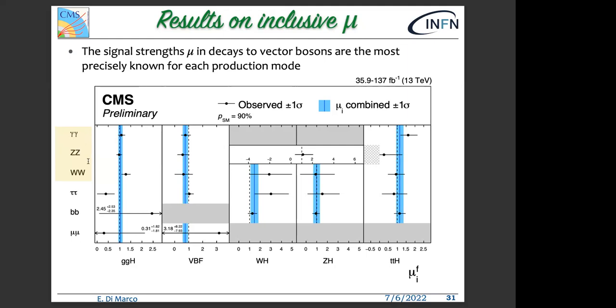This is just to give a summary of the results on the inclusive mu in the case of gauge bosons, so gamma gamma, ZZ, and WW, and just to show that these were the discovery channels, okay? And nowadays they are, of course, the ones with the lowest uncertainties. This is a total error, so uncertainty which is statistical and systematic. Of course, statistics and systematics play different roles in different channels, but still you see that WW, ZZ, and gamma gamma are and will be the ones that will dominate the main measurements, so cross section, mass measurement and width.